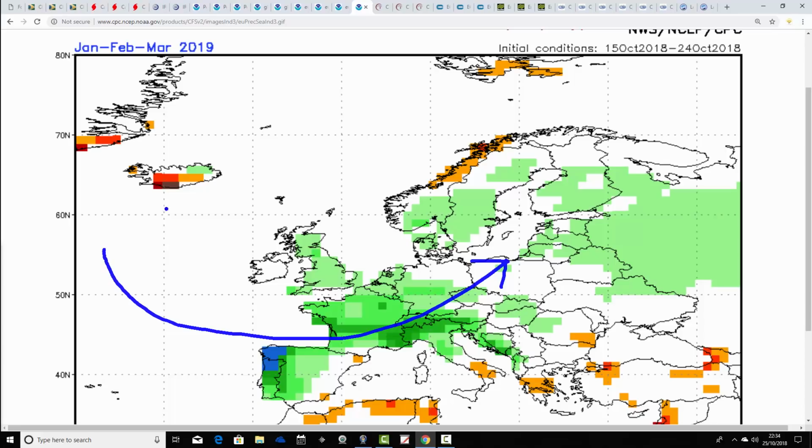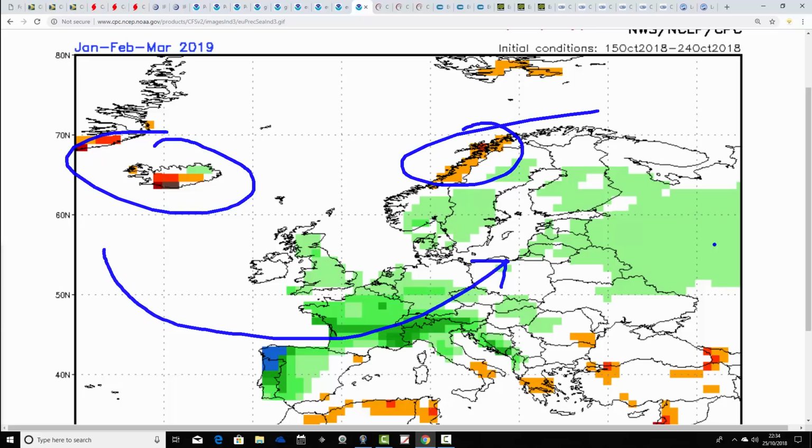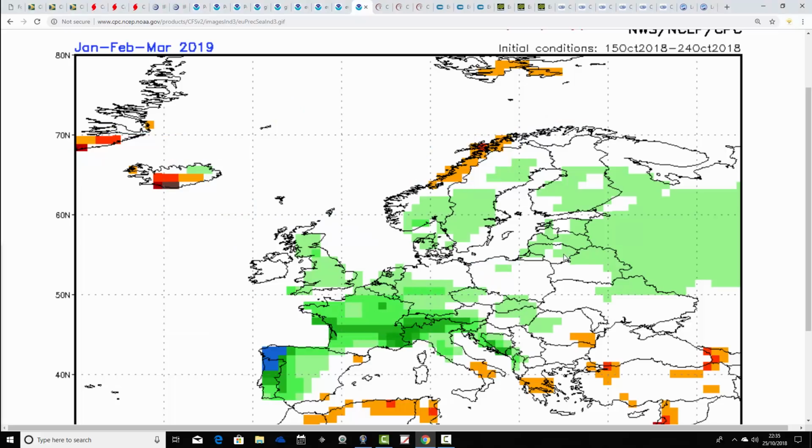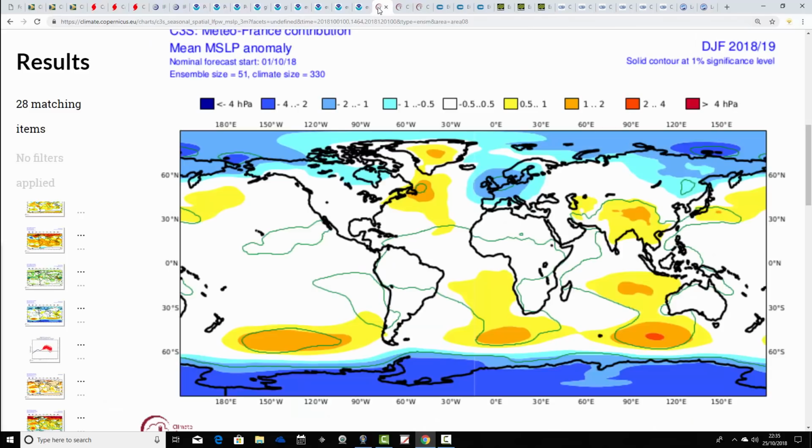Would be heavy snow there. Notice drier than average around Iceland, drier than average up towards Norway. So this is where we've got the high pressure developing up here. Jet stream is being pushed southwards. And of course, as it's turning colder, it's still unsettled for the UK. So maybe some wintry potential later in the winter. We'll have to wait and see about that, of course.